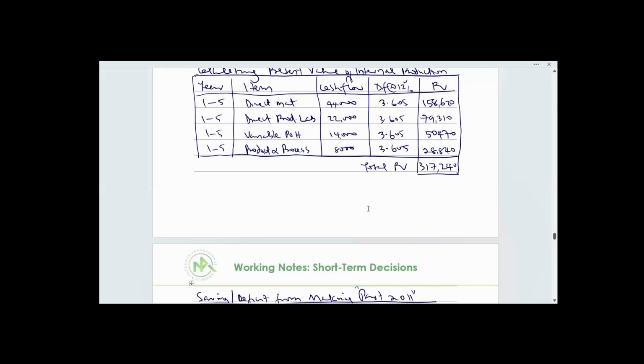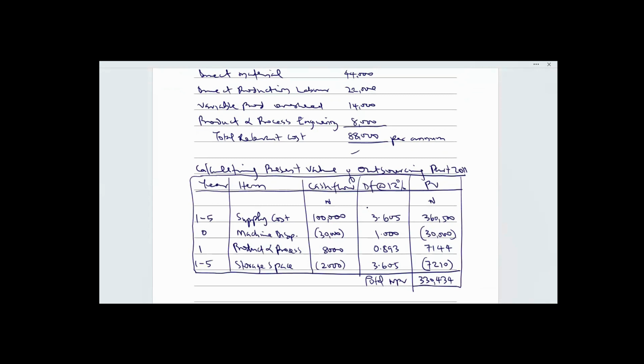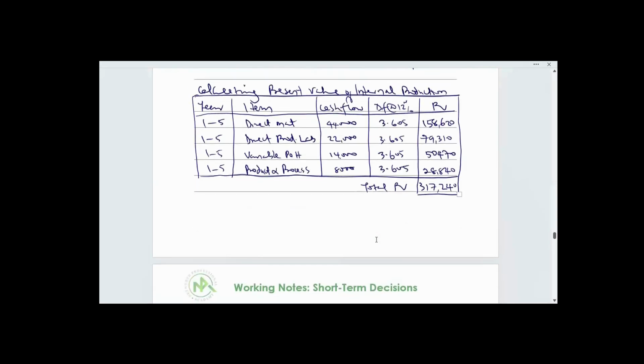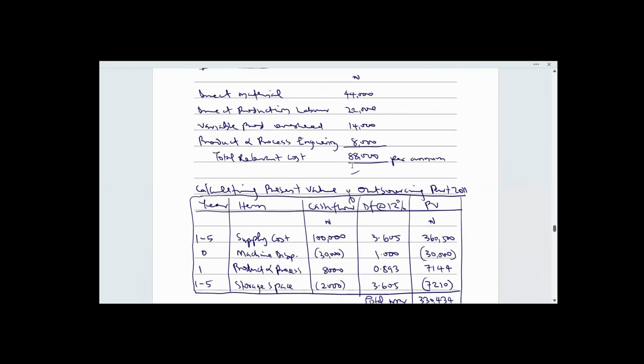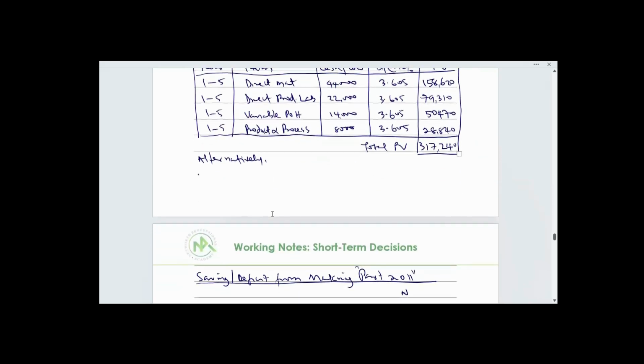I will just multiply the total relevant cost of 88,000 naira with 3.605. I will get the same present value of 317. This is what I'm trying to say. Alternatively, I can say the PV under internal production, which is total relevant cost, is 88,000 naira per annum. So I will just multiply that by 3.605 and I will get the same thing.